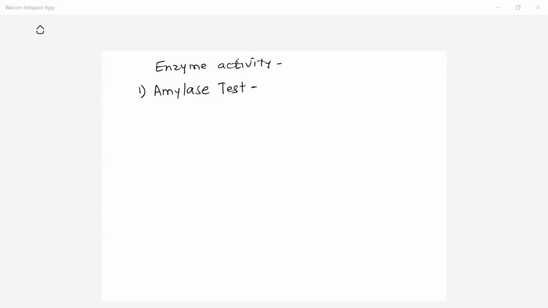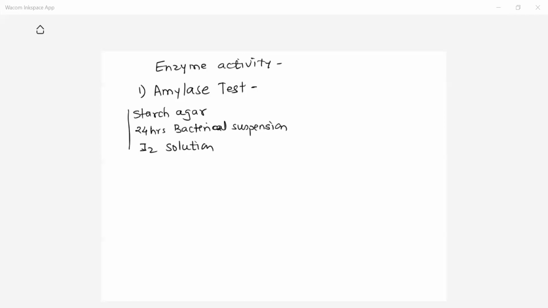For the amylase test, we require a starch agar plate, as well as a 24 hours old bacterial suspension. Then the third and very important requirement is iodine solution. So these are the requirements to check the amylase activity in the laboratory.